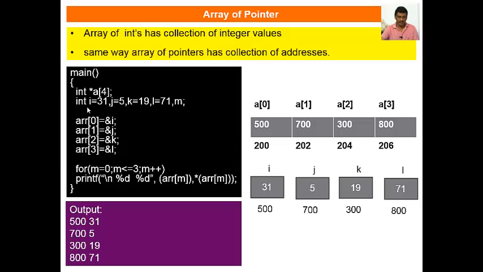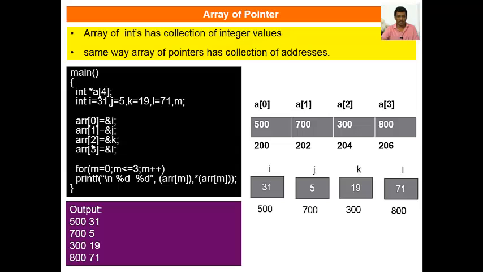Then we declare and initialize i equal to 31, j equal to 5, k equal to 19, l equal to 71. This is the memory mapping for i, j, k, l. So i is 31, and it also has some address. Each and every variable has some address: 500, 700, 300, 800.